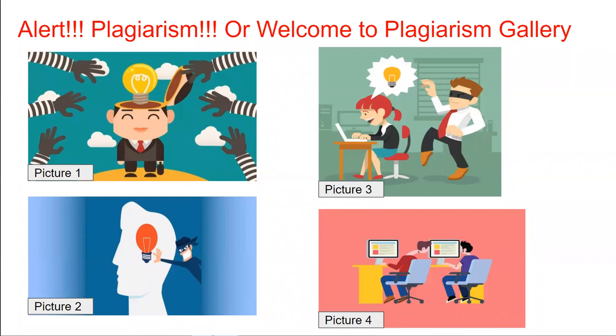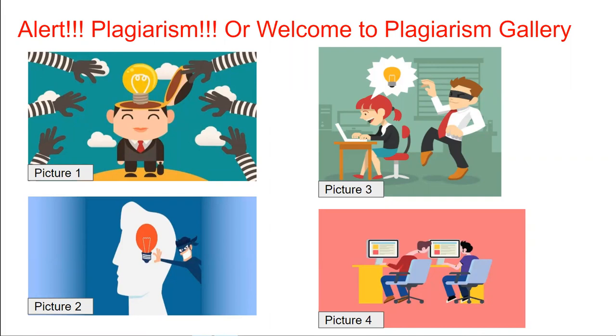In the second picture, again, we see a man and another man who is trying to steal the idea. In this case, we do not know whether the man is conscious or not, but again, the other man is trying to take the idea. Again, it is considered plagiarism. In picture three, two people are in their workplace. One of them is typing and another one, with his eyes closed, is trying to steal the idea of the woman. Again, stealing is plagiarism.